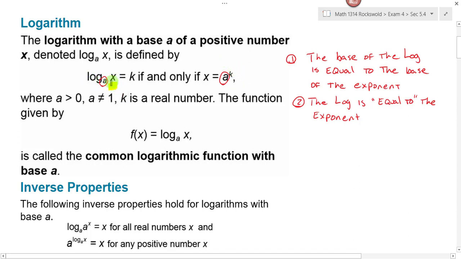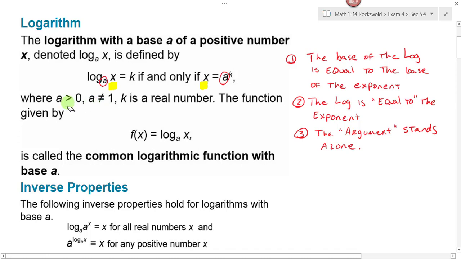This part of the log is called the argument, and notice the argument stands alone whenever you rewrite the log as an equivalent exponential expression. The way I remember this is I don't like to be around people that argue, so the argument of the log stands alone when I rewrite it as an exponent.